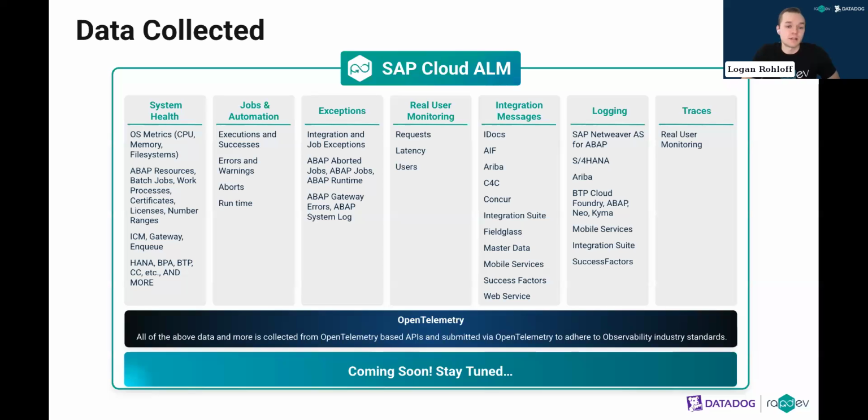There's a lot of data to be collected from SAP systems, and we tried to provide a fairly comprehensive look into the inner workings of these systems, again for overall better and seamless correlation with the rest of the telemetry in your environment, especially if all of that data is already going to Datadog as your observability tool of choice. And again, it's all collected from OpenTelemetry based APIs and submitted with OpenTelemetry, and so it adheres to a lot of observability industry standards.